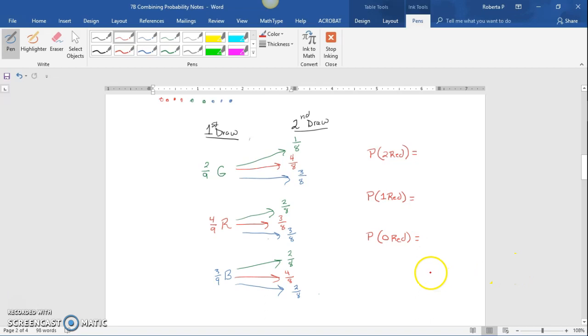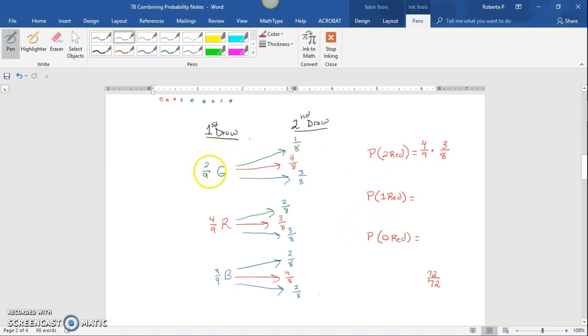And so in the end, I'm going to have to end up with 72 out of 72. I'll explain that in just a minute. So 2 reds, I'm looking for the branch that has 2 reds. So 4 out of 9 times 3 out of 8.